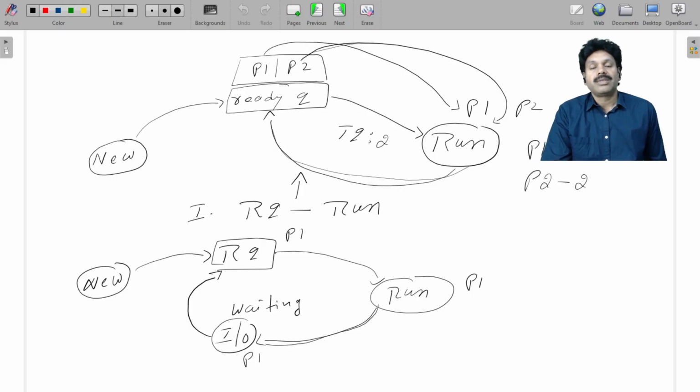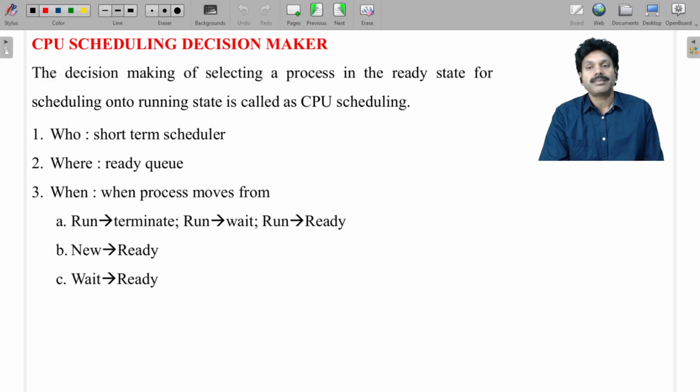So this is how the process is moving from one particular state to another particular state. So, CPU scheduling decision maker. Number one, who is decided by the short-term scheduler, and the other one where the particular process is coming, that is nothing but the ready queue. When a process is moving from a few states, I said, what is that?